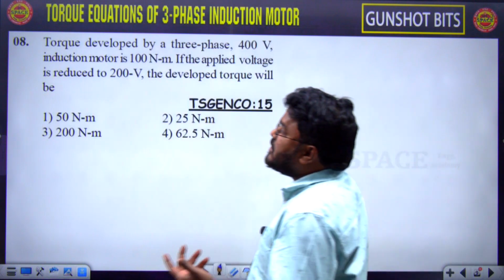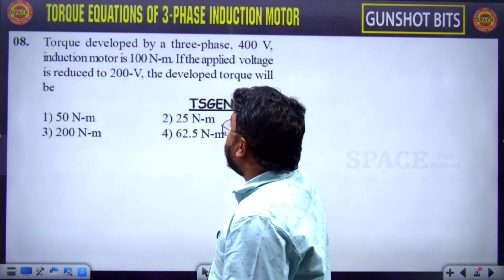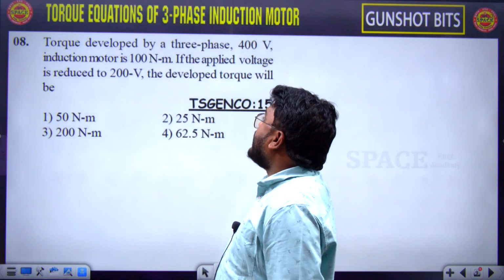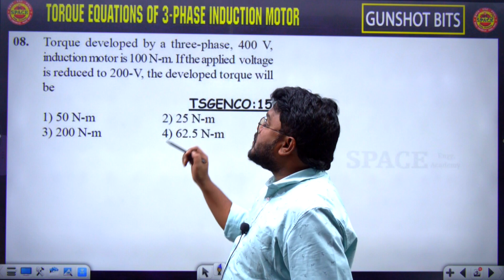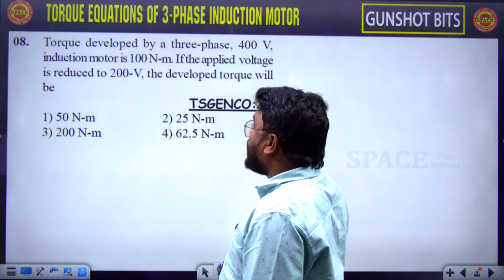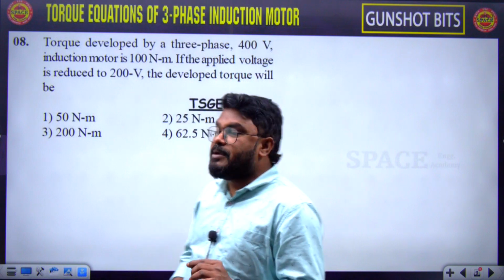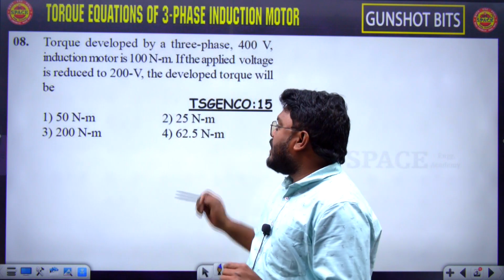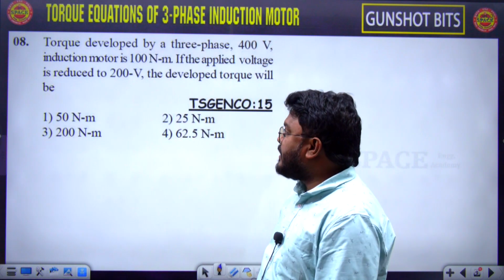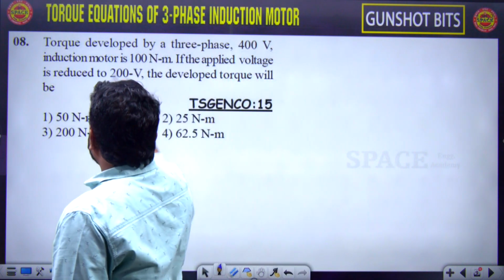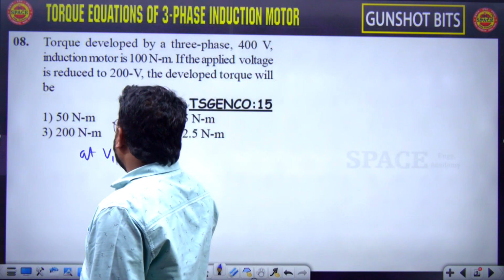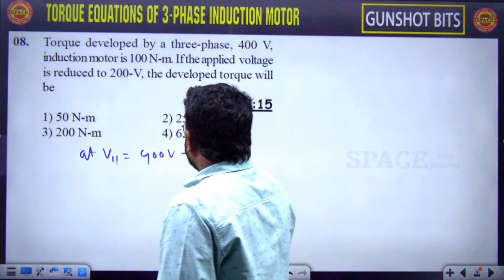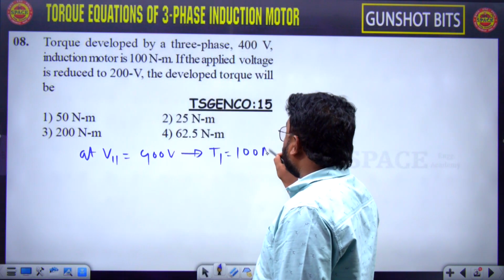And next let us solve question number 8. The torque developed by a 3-phase 400 volts induction motor is 100 Newton meters. If the applied voltage is reduced to 200 volts, the developed torque will be: option 1, 50 Newton meters; option 2, 25 Newton meters; option 3, 200 Newton meters; and option 4, 62.5 Newton meters. So in this question, first, at applied voltage V1 equal to 400 volts, the torque produced by the motor is equal to 100 Newton meters.